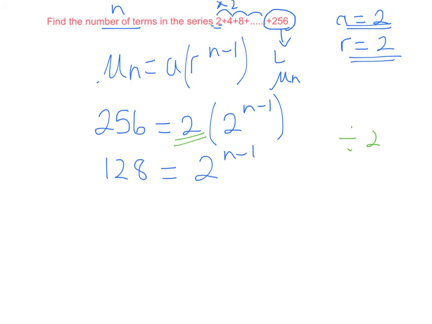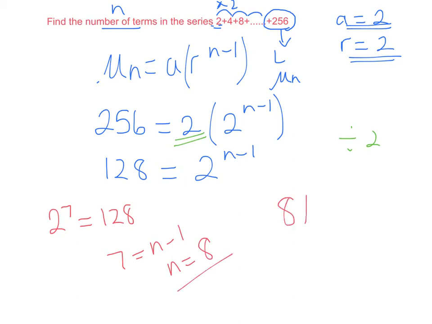Now, if we've done logarithms, then you can solve this using logs. But I'm just going to have a little kind of trial and error, really. Actually, it doesn't take long to type a few numbers in, but 2 to the 7 is 128, which means 7 must be n minus 1, which means n must be 8. Okay, so the number of terms, there are 8 terms in that series.